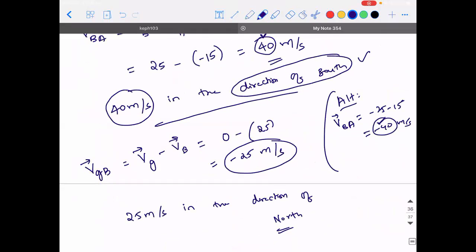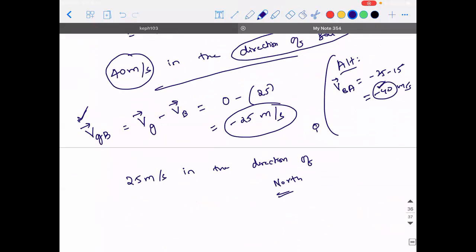Secondly, the meaning of velocity of ground with respect to B is, if there is a person standing on the ground and observing the train which is crossing him in the southward direction with a speed of 25 meters per second, this person standing on the ground, because he doesn't have any velocity, will feel as if he is moving in the north direction with the speed of train B. That is 25 meters per second. That is the meaning of it. Keeping the answer aside, that is the actual meaning of why you're learning this.